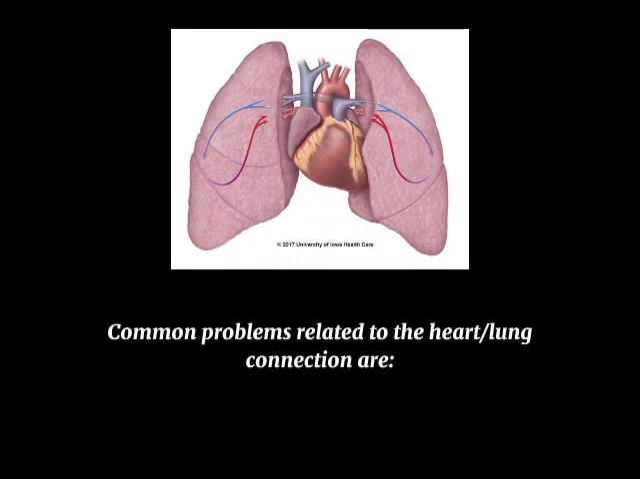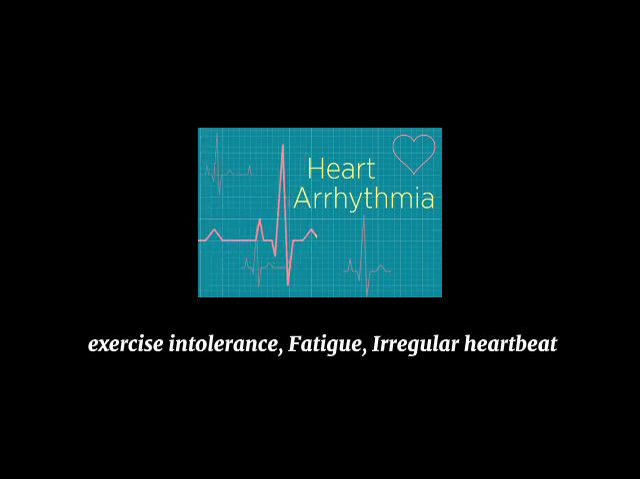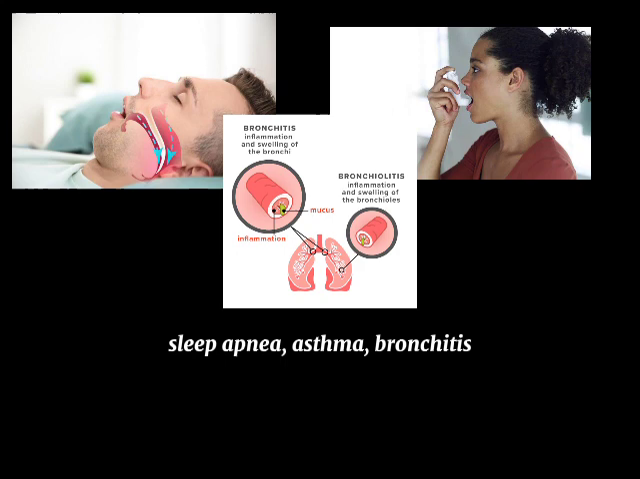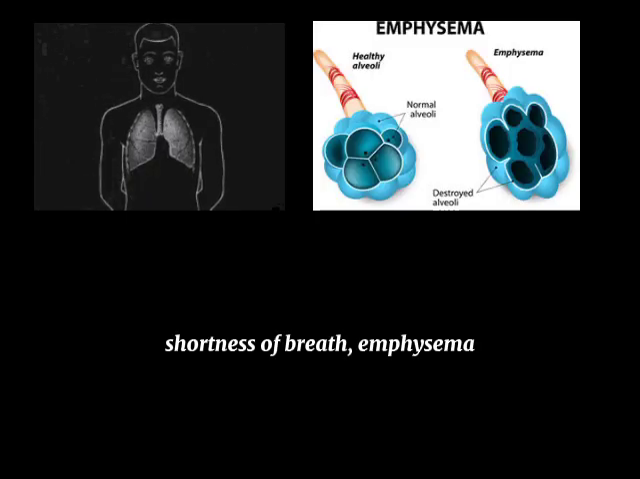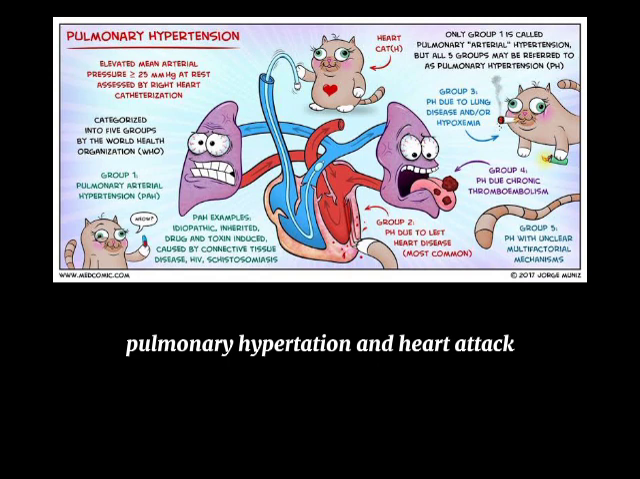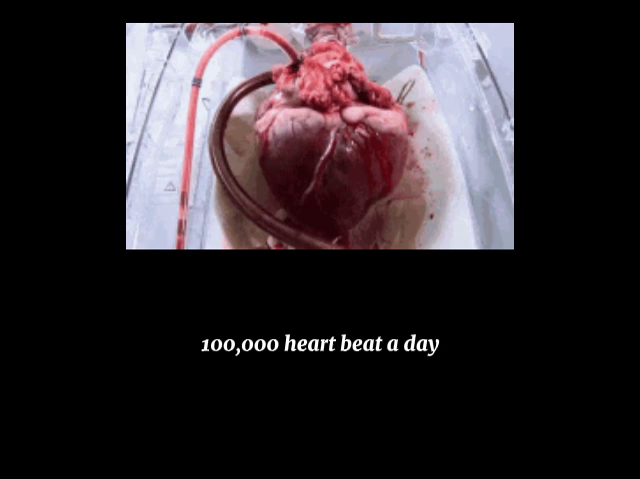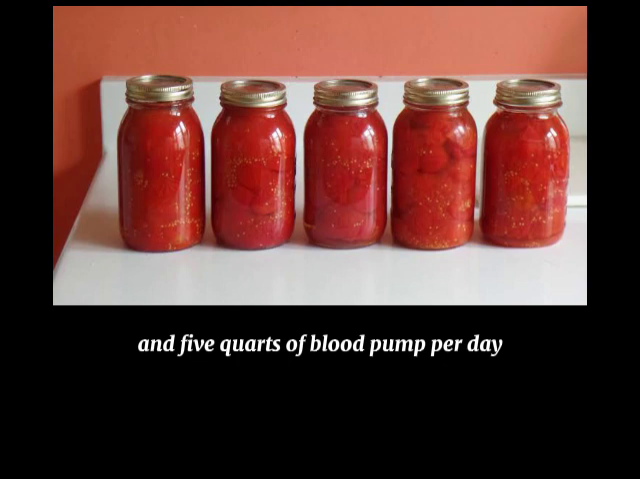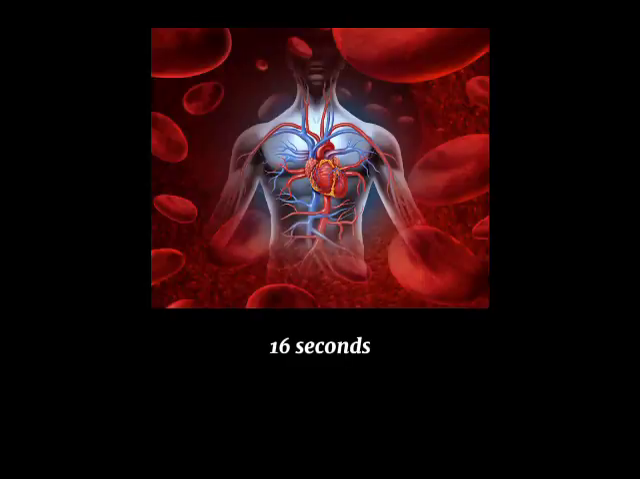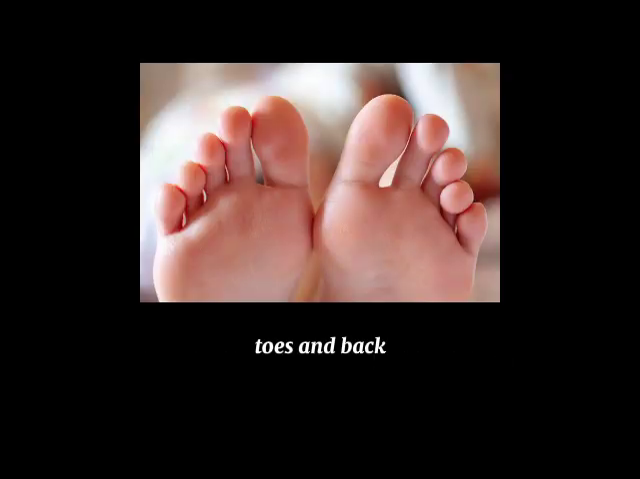Common problems related to the heart-lung connection are exercise intolerance, fatigue, irregular heartbeats, sleep apnea, asthma, bronchitis, weak heart muscle, shortness of breath, emphysema, pulmonary hypertension, and heart attack. Interesting facts: 100,000 heartbeats a day, 1,500 miles of airways, and 5 quarts of blood pumped per minute. 16 seconds for blood to travel from the heart to the toe and back.